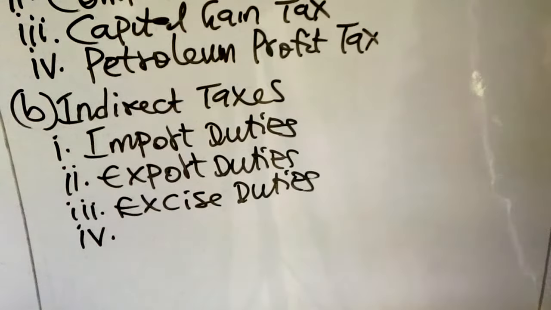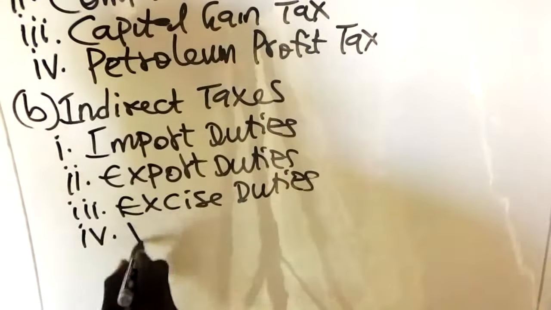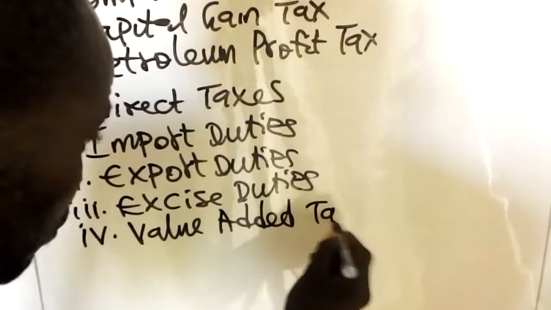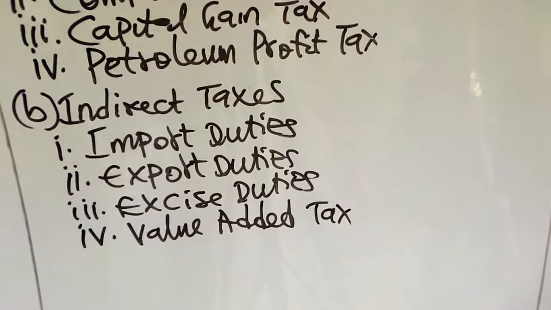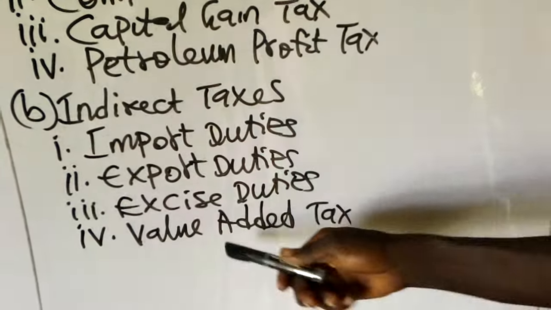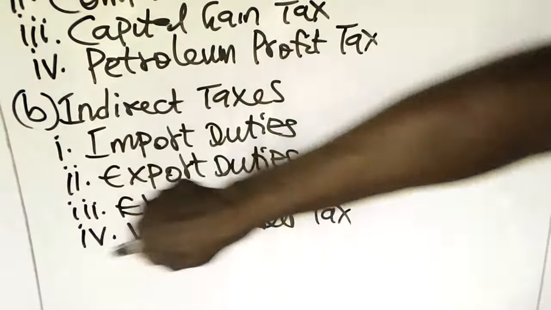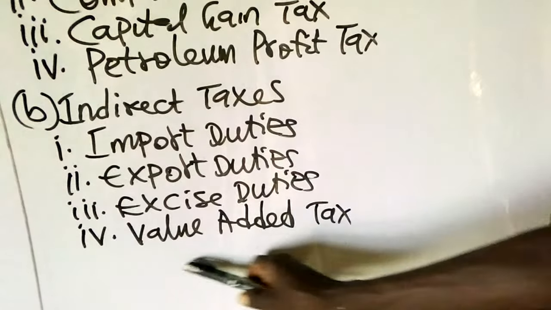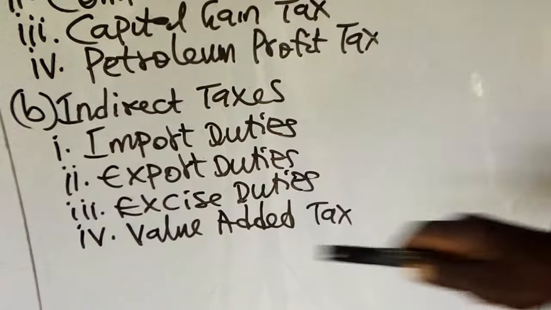The number four example of an indirect tax I'm going to look at is value added tax. Value added tax, tax on value added, is a tax levied on consumption or spending. That is, when you consume goods and services, or when you incur expenditure on goods, the tax levied on the expenditure you incur on those goods is said to be a value added tax.